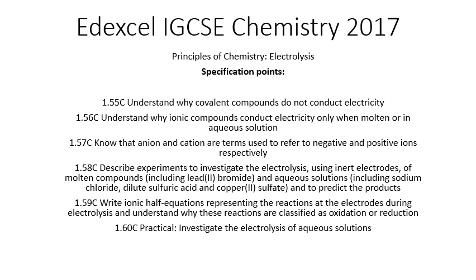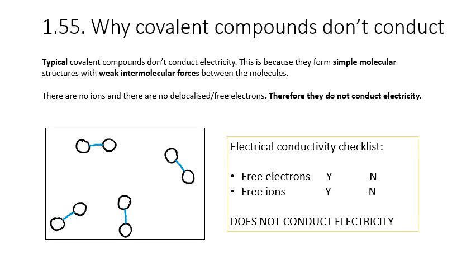It feels as though we've covered this before in previous videos on covalent bonding. However, since it comes up again, I'll go through it again now. Typical covalent compounds don't conduct electricity. This is because, if you remember, they form simple molecular structures that have weak intermolecular forces between the molecules. There are no ions that are free to move, and there are no delocalized or free electrons that can move. And therefore, they don't conduct electricity.